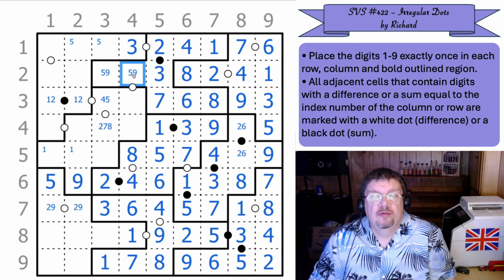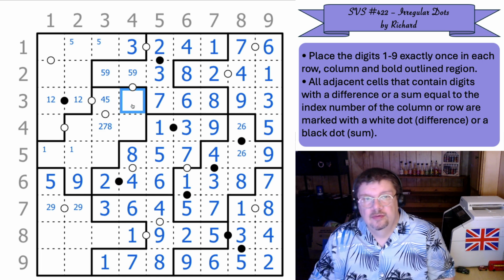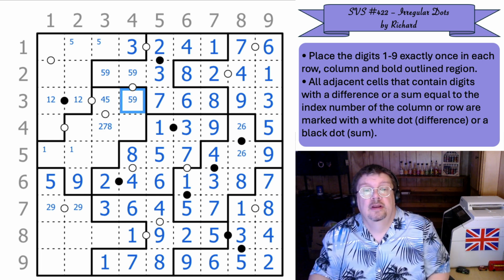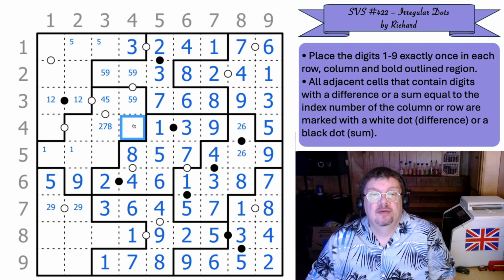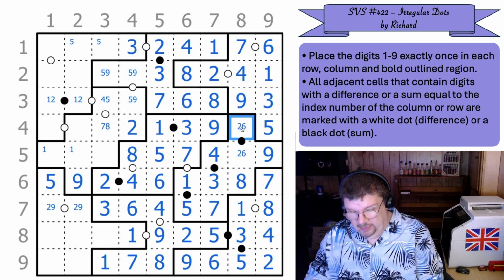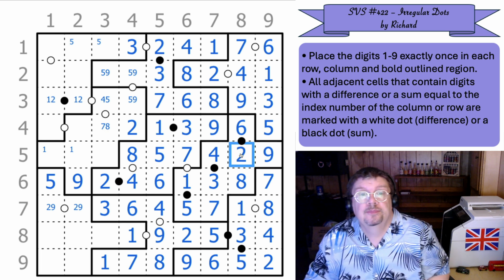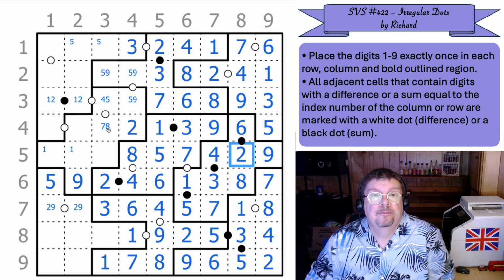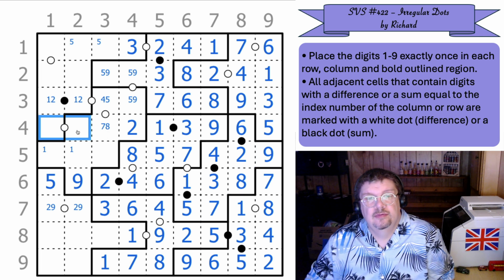Four difference from either 5 or 9. 9 would take me to 5. 5 would take me to 1 or 9, and I can't put a 1 there. So that is 5 or 9. That gives me a 5-9 pair, making this a 2. That makes this a 6 and a 2. Okay, I still have this clue here, which needs a difference of 4.